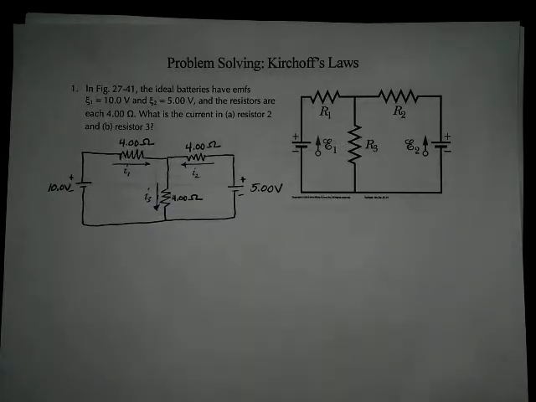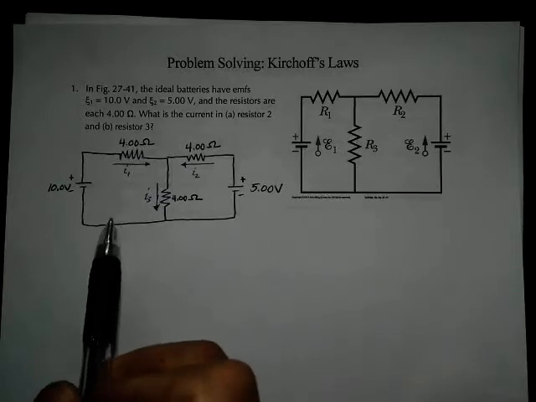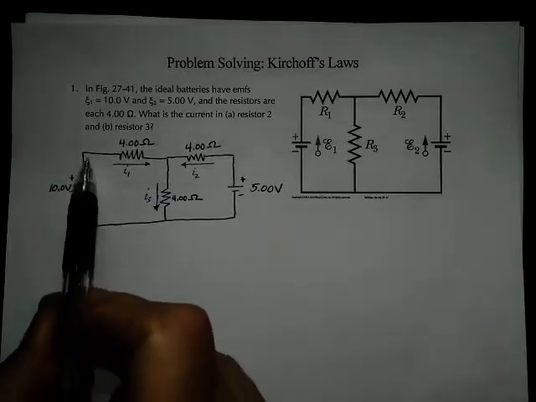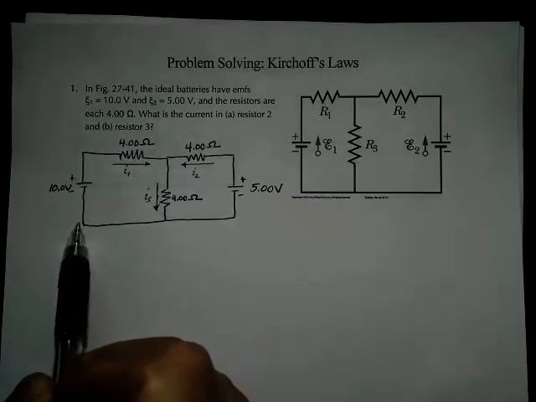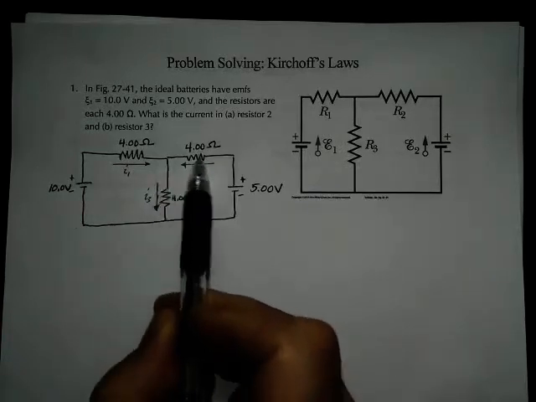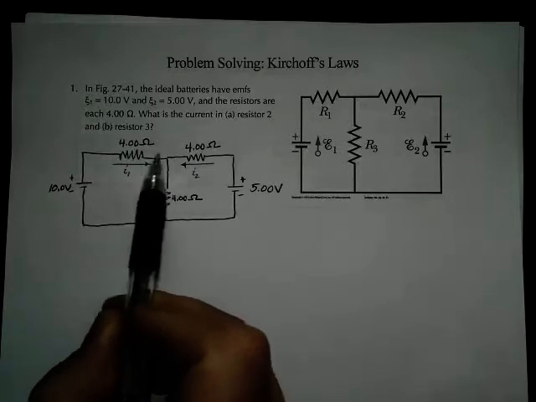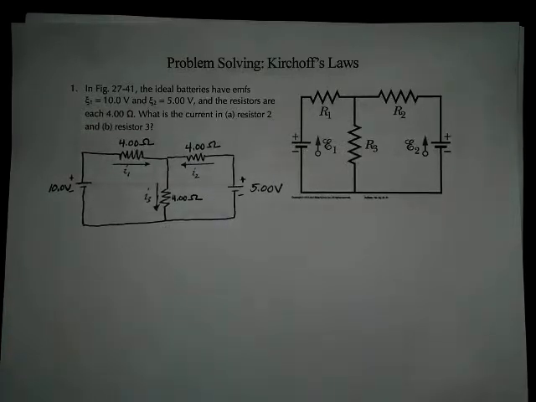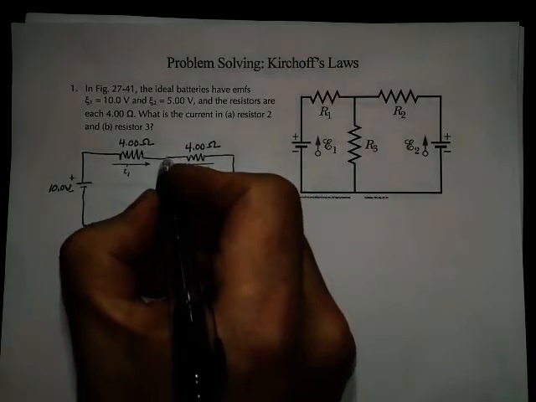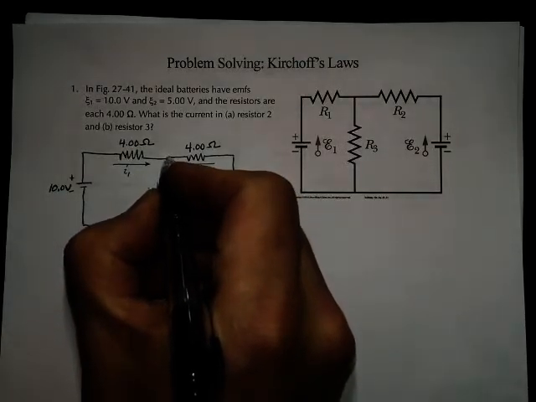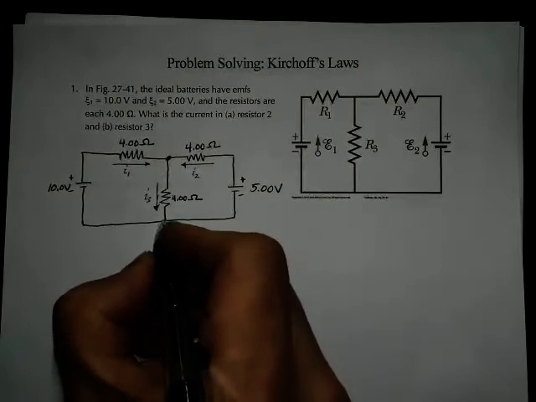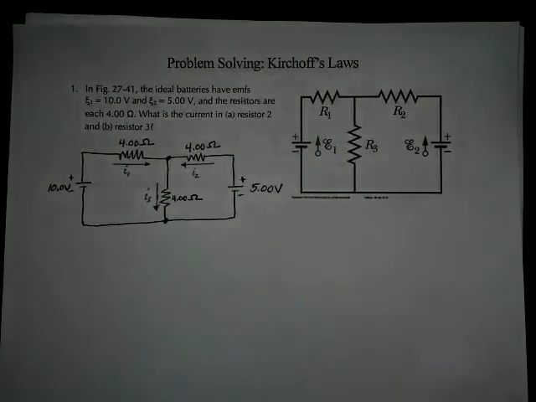Second thing I need to do is figure out how many loops I have in the circuit, and I actually have 3. I could start here and go around this left-hand loop. I could start maybe here and go around the right-hand loop, but I could also start here and go around the perimeter of the whole circuit. So I have up to 3 loop equations that I can generate. Similarly, I also have a junction up here where multiple currents are coming together and a junction down here, so I could generate up to 2 junction equations.